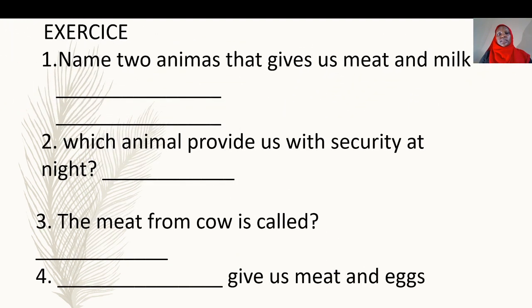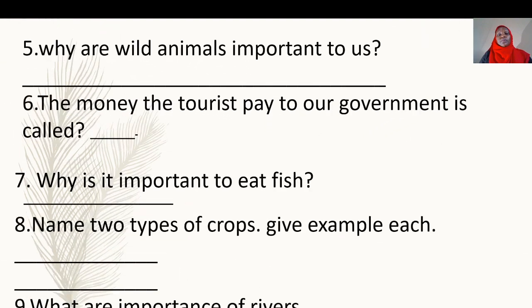Now I have an exercise. Number 1, name 2 animals that give us meat and milk. We have talked about animals that give us meat and milk. Number 2, which animal provides us with security at night? When you are sleeping, which animal provides you with security? Number 3, the meat from the cow is called dash. Number 4, dash gives us meat and eggs. Number 5, why are wild animals important to us?